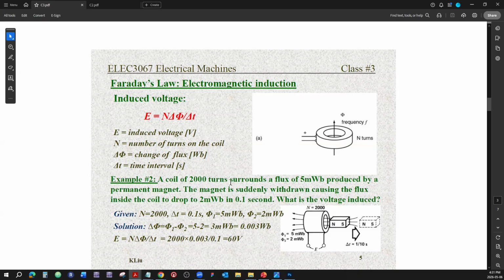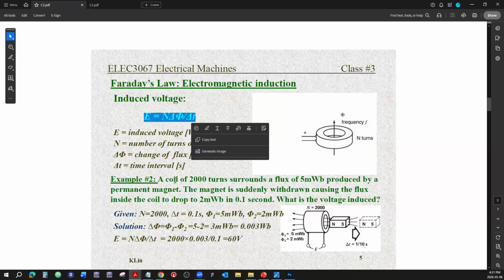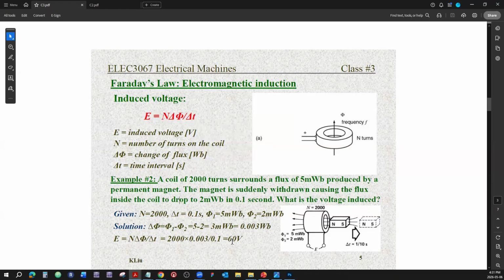A coil surrounds a flux of 5 milliwebers produced by a permanent magnet. The magnet is suddenly withdrawn, causing the flux inside the coil to drop to 2 milliwebers in 0.1 second. What is the voltage induced? Apply this formula here, and we're going to end up with 60 volts.